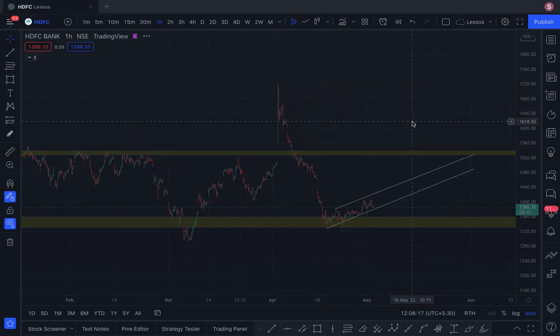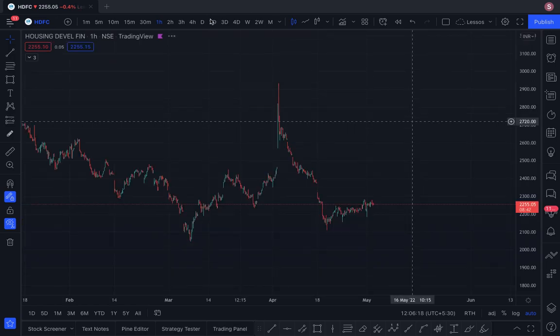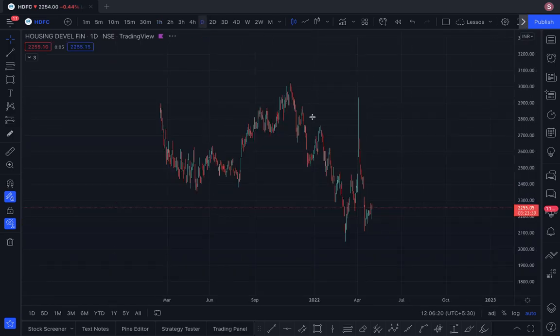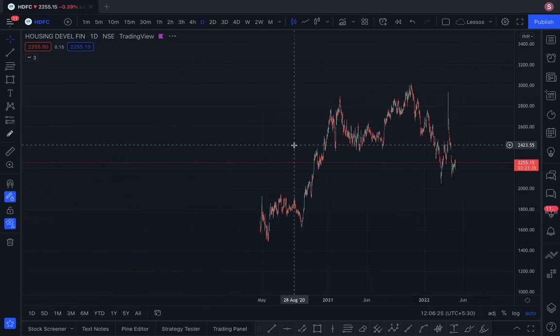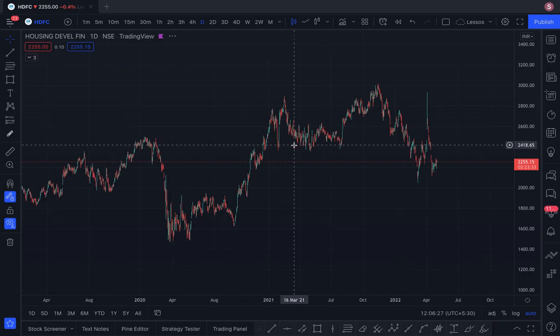Now let's look at another. So you have to do a price action within a price action. Always start from a daily chart. So again, you can figure out easily. You have to zoom into the chart.